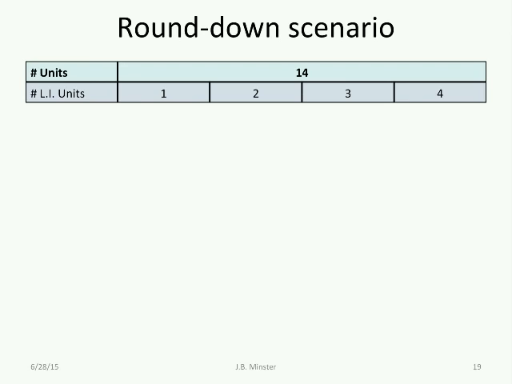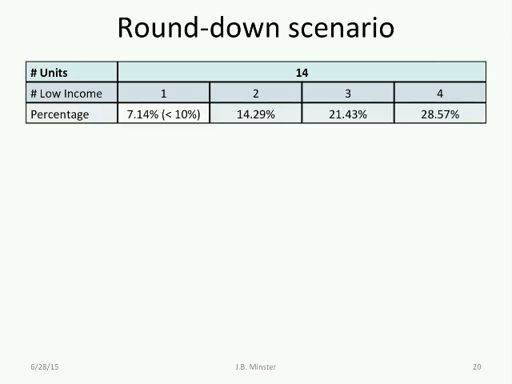So let us consider a round down scenario. We start with 14 units, and we can make a choice of 1, 2, 3, or 4 low-income units. These numbers, taken as fractions of the 14 units we have, lead to percentages that range from 7 to 29%. We immediately see that one low-income unit has a percentage of 7.1%, which is less than 10%, and that falls outside the scope of the law.